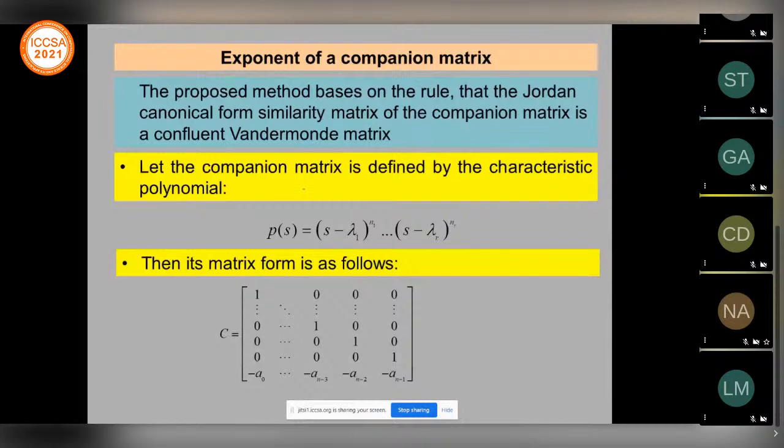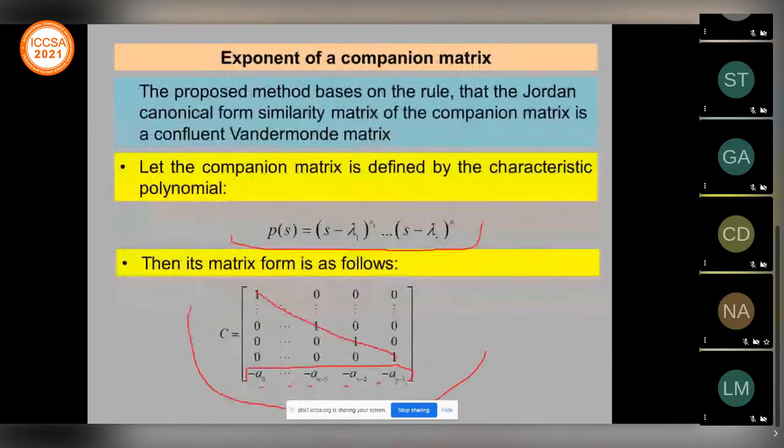So the companion matrix is defined, once again, by the characteristic polynomial, and the matrix form is as follows. We have ones on the diagonal above the main one, and the subsequent coefficients of the characteristic polynomial at the bottom, and all the remaining entries are 0.